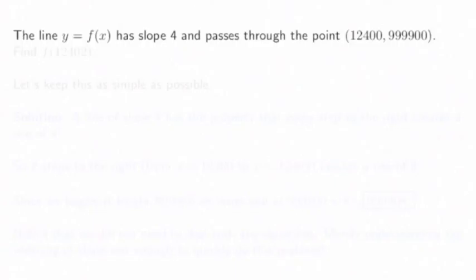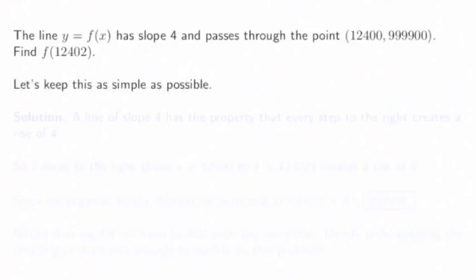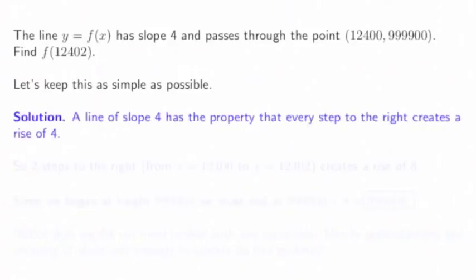Another problem. Suppose the line y equals f of x has slope 4 and passes through the point with some big messy number for x and some big messy number for y. Find f of 12,402. Let's keep this as simple as possible. The messy numbers are in fact intended to prevent us from doing much computation. A line of slope 4 has the property that every step to the right creates a rise of 4. Now we're told that when x is 12,400, then y is 999,900, and we're asked for the y value at 12,402.